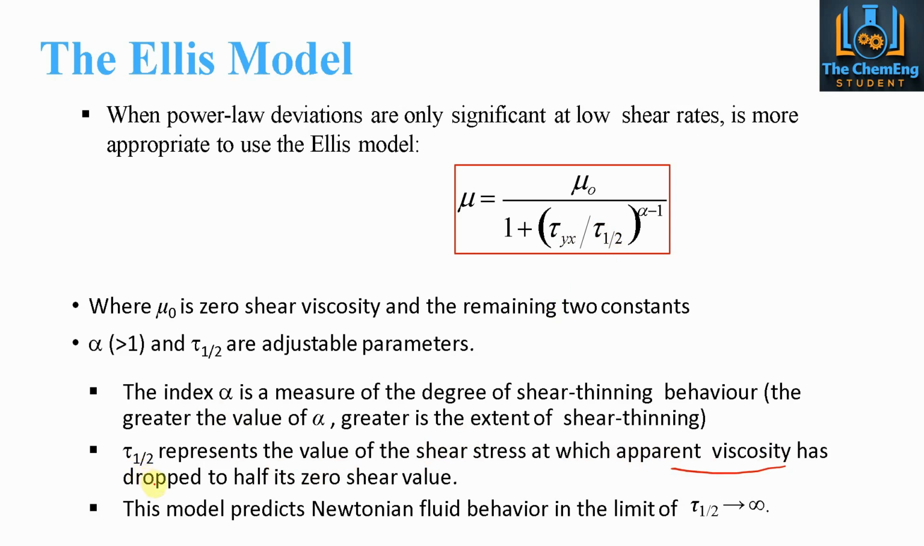Now, this model predicts Newtonian fluid behaviour in the limit as tau a half tends towards infinity. Which makes sense, because if tau a half gets closer and closer to infinity, then we don't start to exhibit the non-Newtonian behaviour, because this ratio would tend towards being a value of 1.